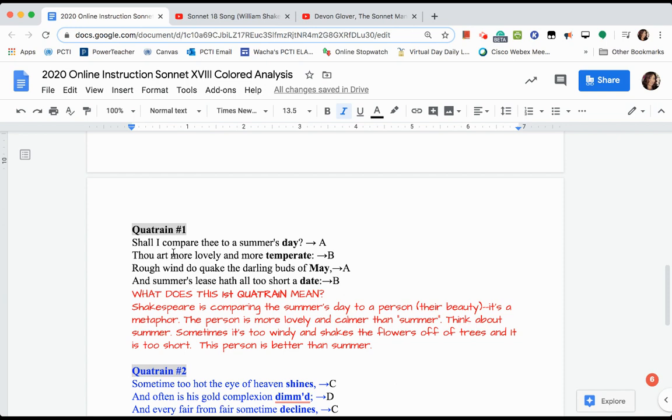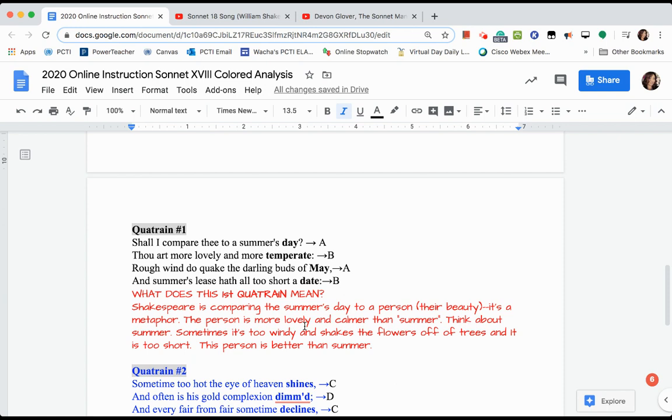So just the simple fact that he starts with "Shall I compare thee to a summer's day?" Obviously, Shakespeare's comparing the summer's day to a person, their beauty, basically. Okay, when you compare somebody to something else, it's usually a physical aspect of some sort, all right? So whoever he's writing this to, it seems like it's something romantic because obviously you don't just compare a friend to a summer's day, but it could be a friend, I guess. It's up to you to decide that.